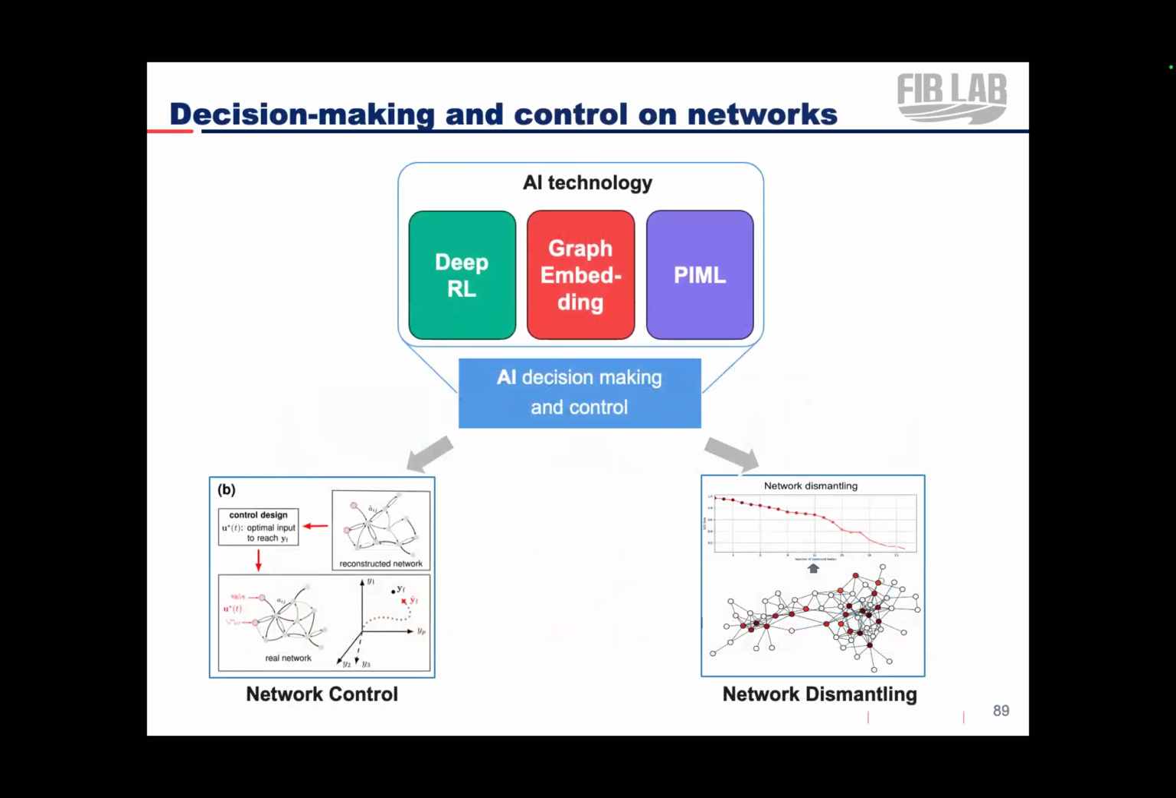So to summarize, in this decision-making and control problem, the main AI technologies include deep RL and also graph embedding with GNN. And also, if the network exhibits some physical knowledge, we can use PIML to solve this issue. And so by using these techniques, the network control and network dismantling problems can be effectively solved.